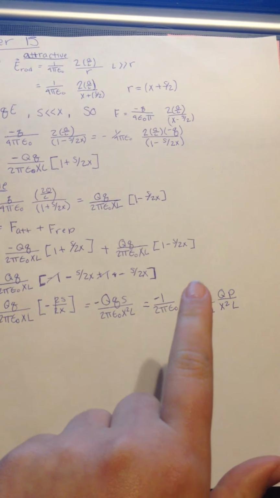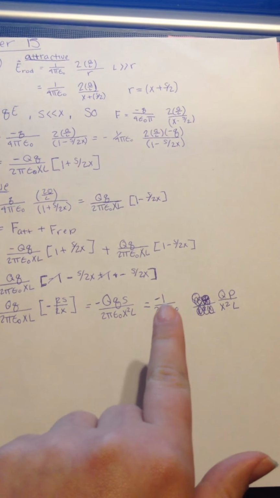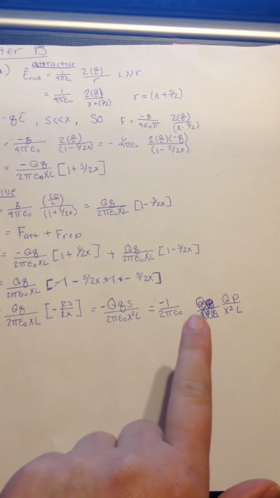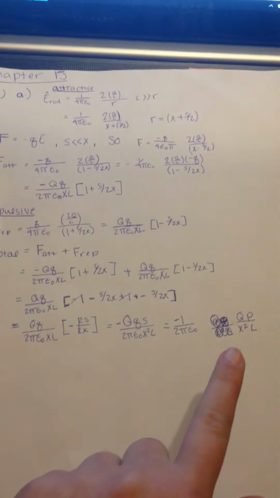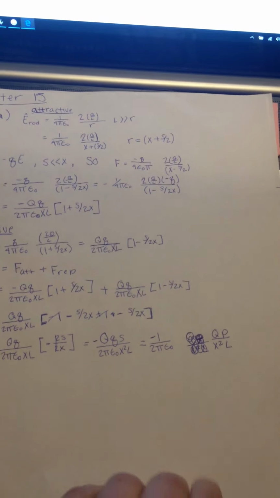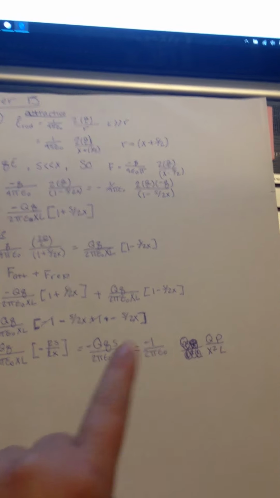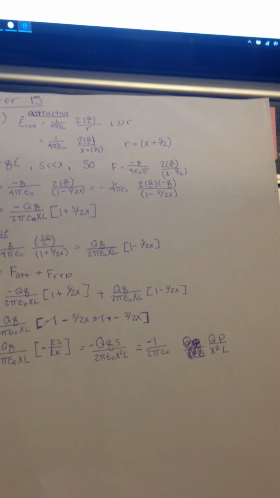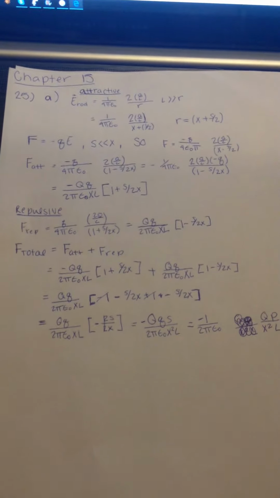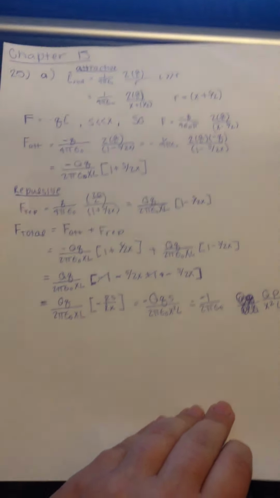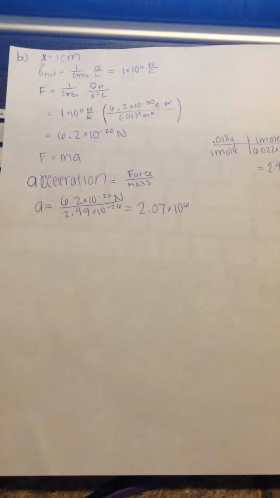So it's going to be negative 1 over 2 pi epsilon naught, times Q p over x squared times L. Some people are going to ask, how did you get that p? I got that p from this qs here, because the problem reminds us that they don't want it in terms of qs, they want it in terms of p, the dipole moment. So that's going to be part A.